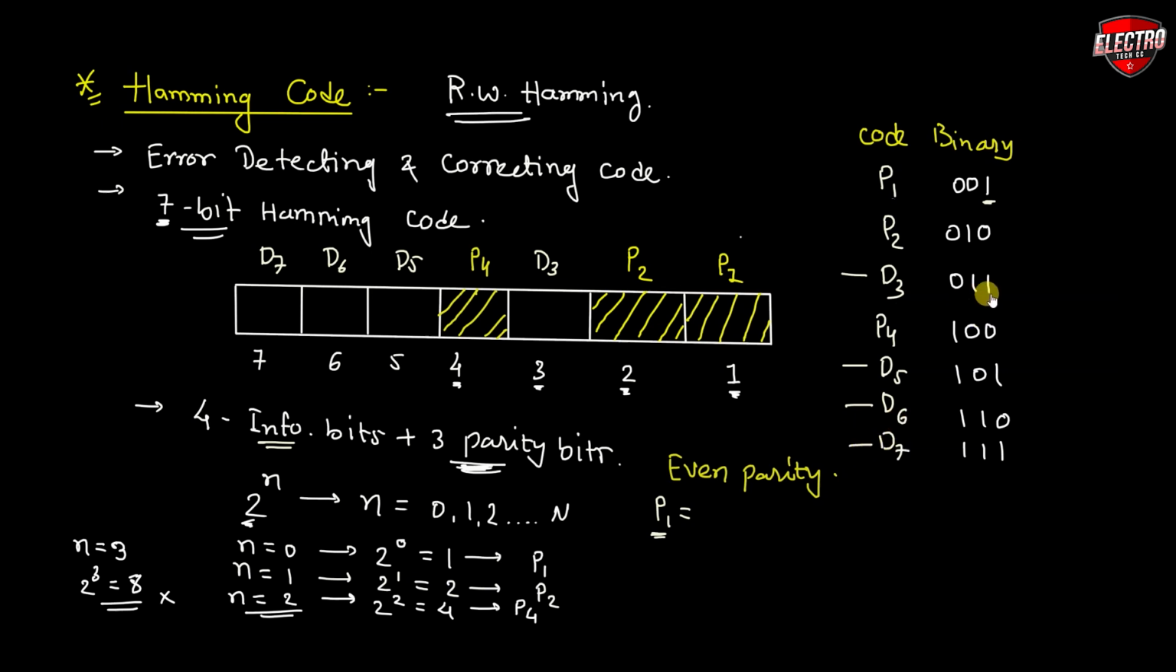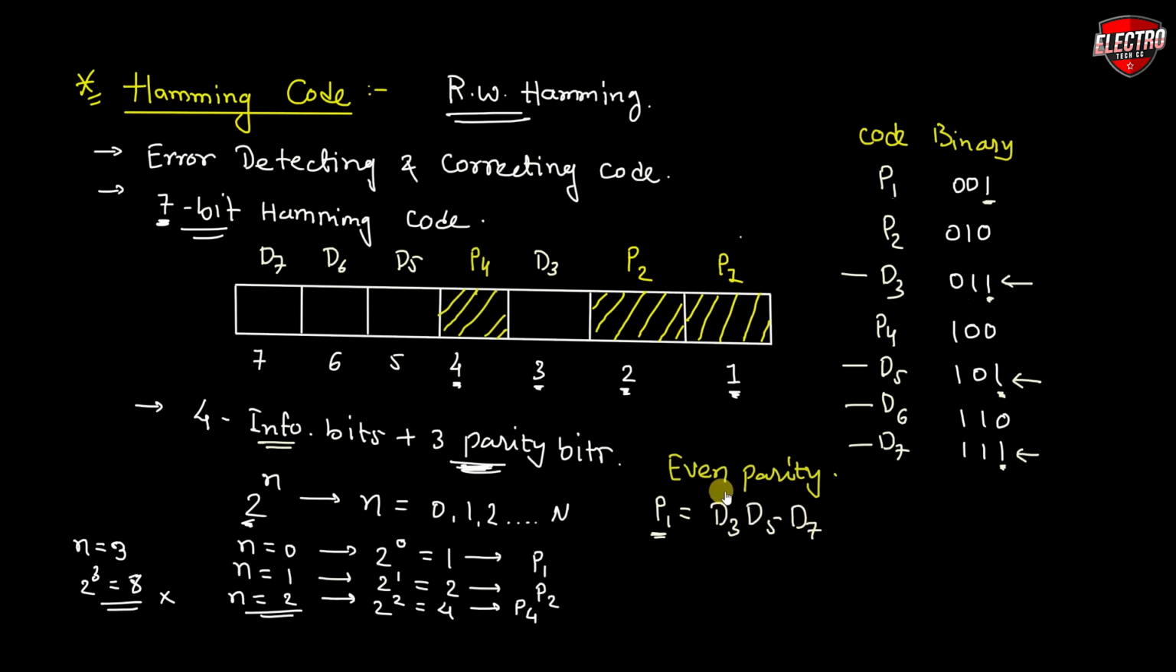That means if we check the D3 bit, then the LSB is equal to 1. In the D5 bit, the LSB is equal to 1. In the D6 bit, the binary LSB value is equal to 0, so we will not consider that position. If we check the D7 bit, then the LSB value is equal to 1. That means parity bit P1 depends on D3, D5 and D7 bits.